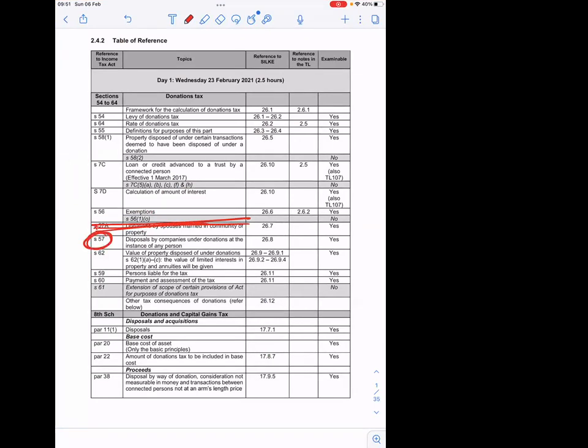We go to 57. Disposal by companies under donation at the instance. No, people, I made a mistake here. I didn't go through section 56(2).